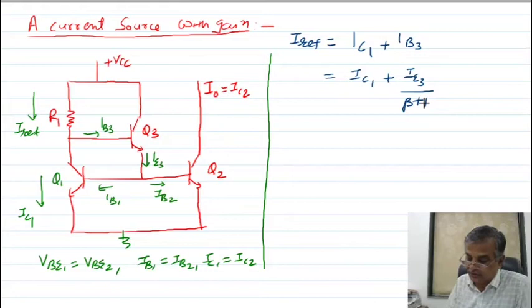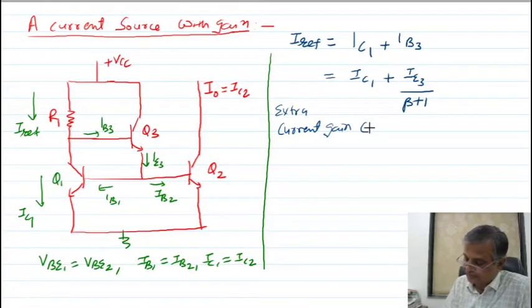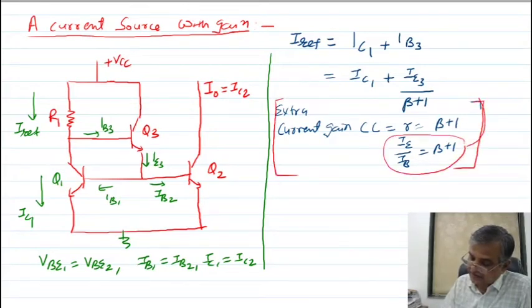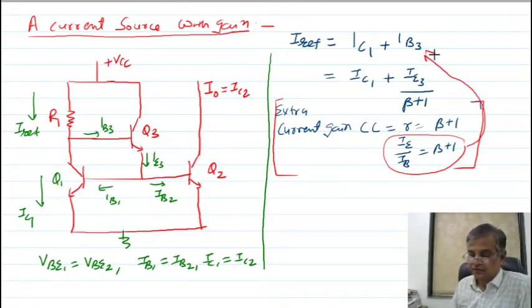Those who do not remember the equation, I can write it: the current gain in common collector, IE upon IB, is called beta plus 1. By using this identity in this equation, I can write it like this. So I think you get the point.